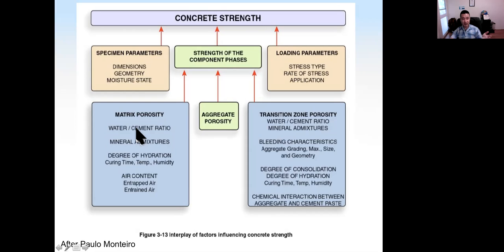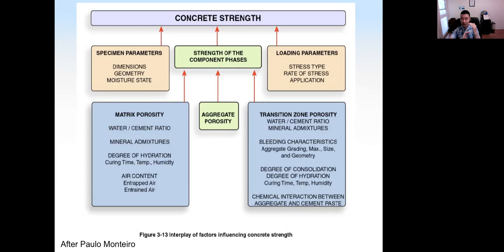Matrix porosity. So porosity, most important, which is controlled by water to cement ratio and mineral admixtures. Degree of hydration, the curing time, temperature, longer moisture curing, air content. Then this is the transition zone porosity. Transition zone means the ITZ, interfacial transition zone, which is the boundary between paste and aggregate. So ITZ tends to be more porous.